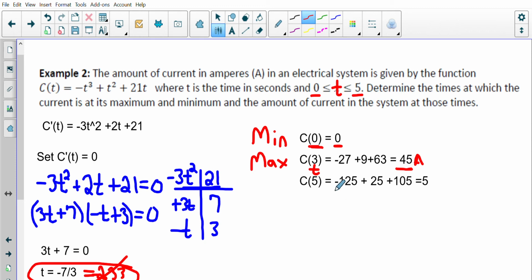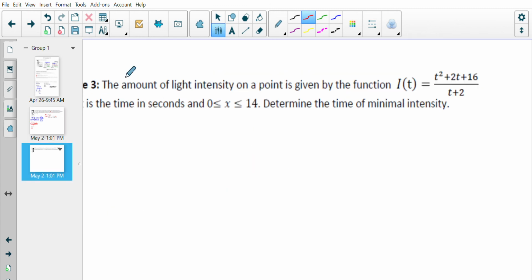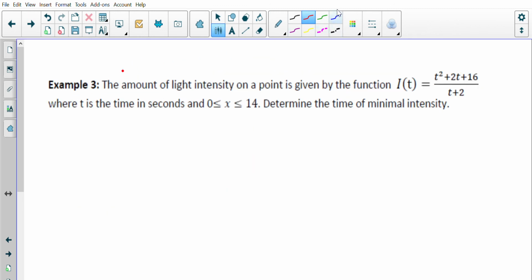There we go. So again, there's where one of our points was a local min, and then one of our endpoints happened to be the local max. All right, so let's try one more of those guys. A little bit tougher situation here. All right, so example 3.